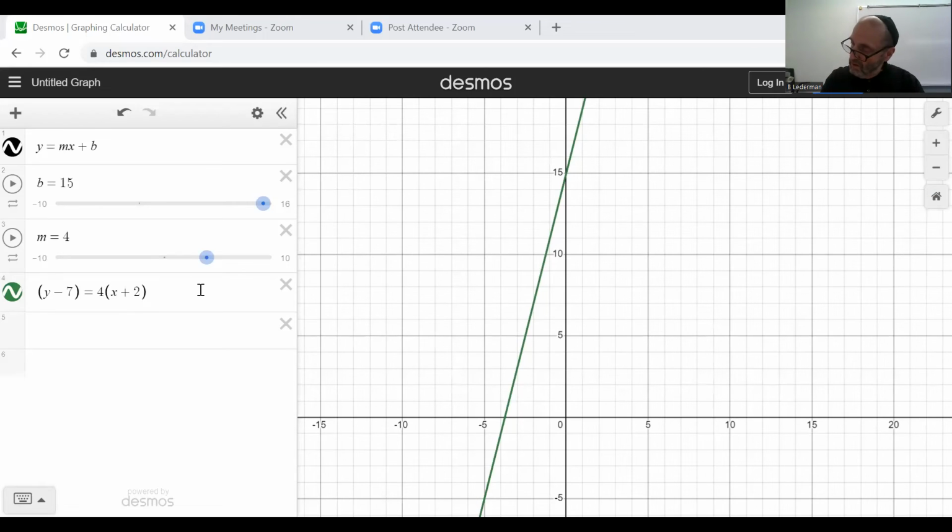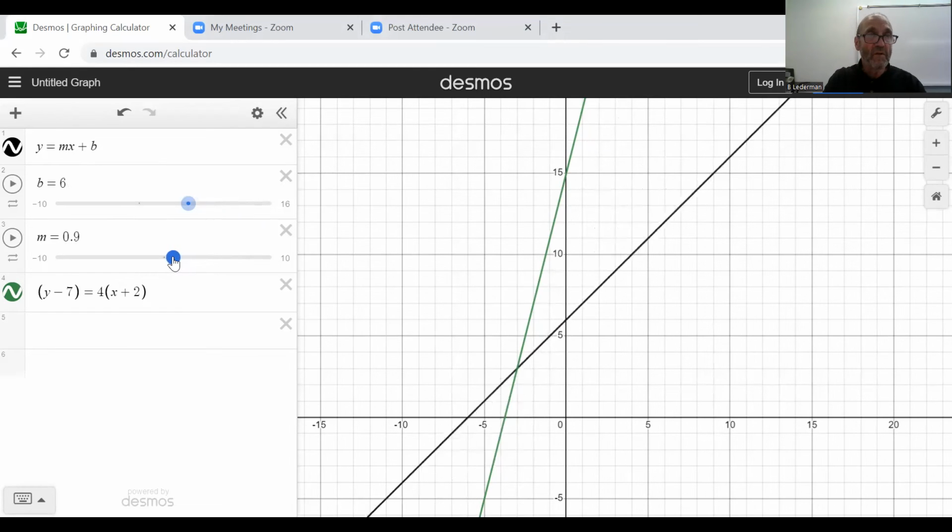Here's what I'm going to do. I'm going to look at y equals mx plus b. I'm sorry, let b equal 6. Let b equal 6. I'm going to let m equal 1/2, which is 0.5.